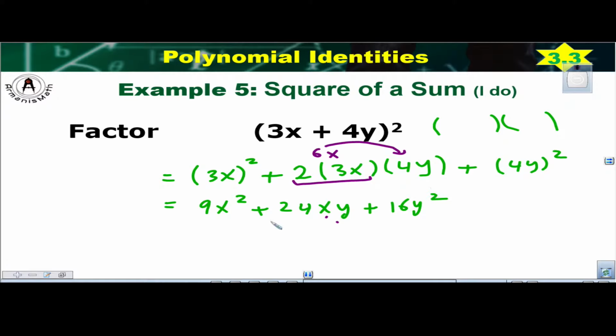Well, 6 times 4 is 24, right? And x times y, well, you just have to leave them the way they are. They can't mix, they can't mingle. It will stay as x times y. That's why we have 24xy. Did that help, Angelina?